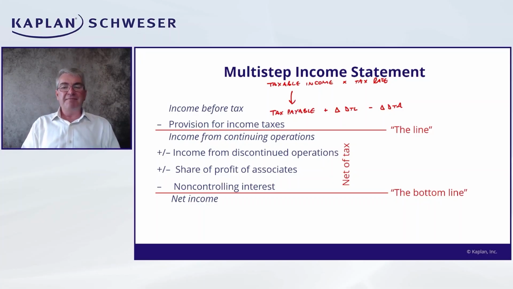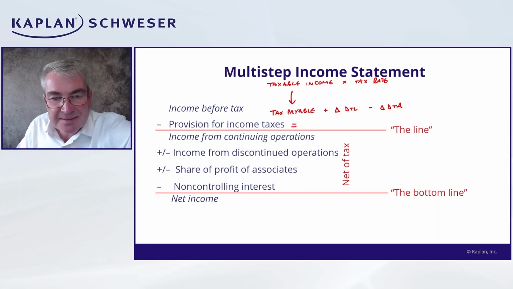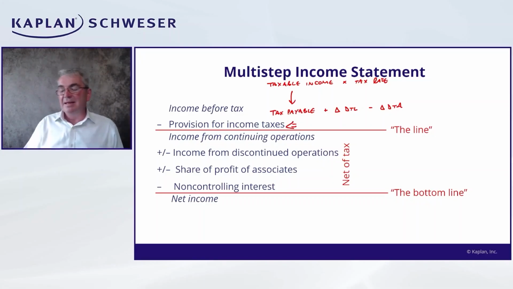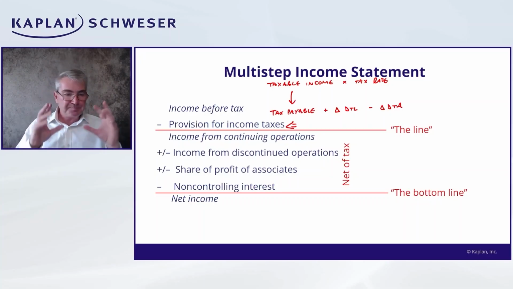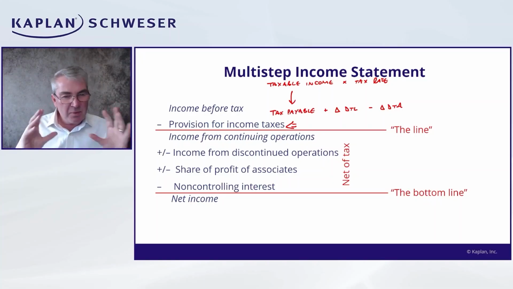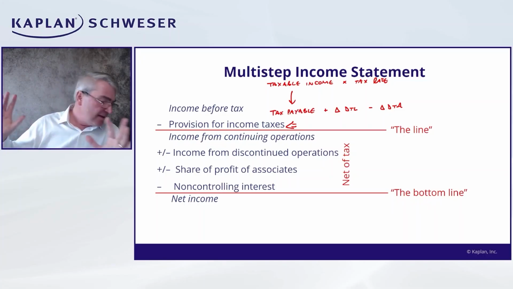Notice that gives us our income from continuing operations, known as the line. Everything above the line is shown gross, and the tax is included in our provision for income tax. Anything below the line is shown net of tax. So notice what we've got there, plus or minus income from discontinued operations. Now, what is a discontinued operation? It's an operation that you've shut down or disposed of, either midway through the year, or you shut it down and you're going to dispose of it in the subsequent period.